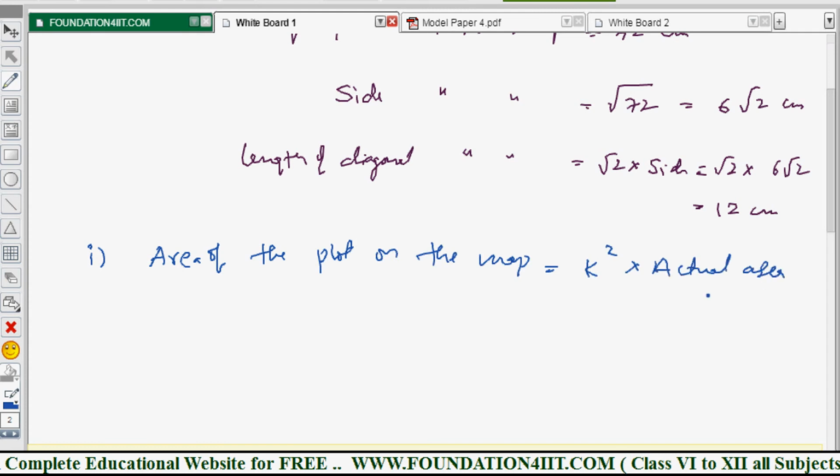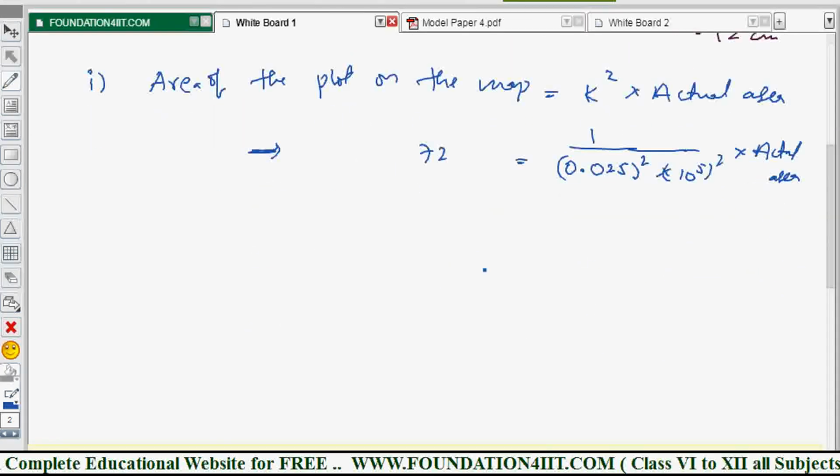If it is area, it is k square; if volume, it is k cube; so for distance we should take only k. Now based on this, 72 is the area of the plot on the map, which equals k square, so 1 by 0.025. For this we should also apply square into 10 power 5, everything squared, into actual area. Now from this you can find the actual area directly.